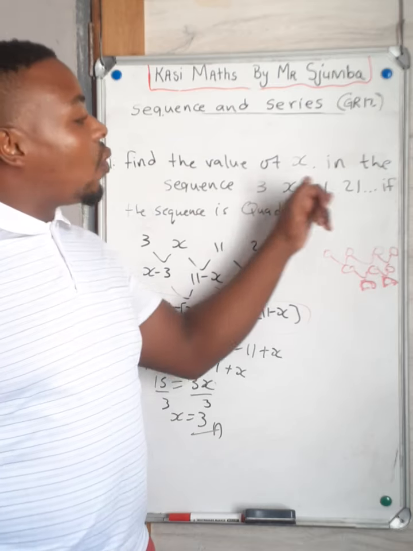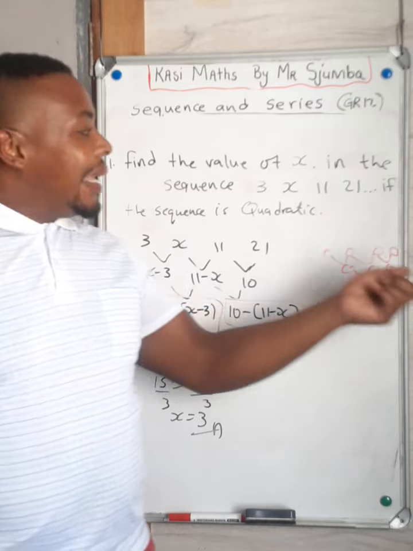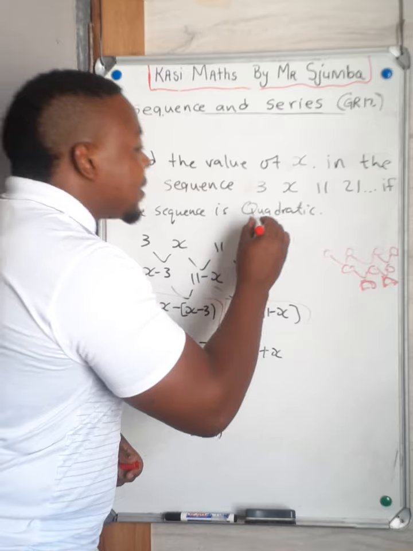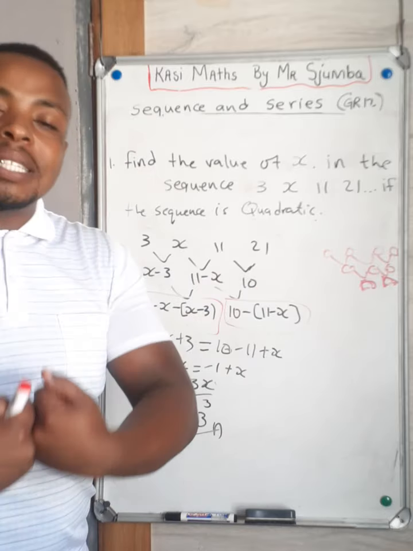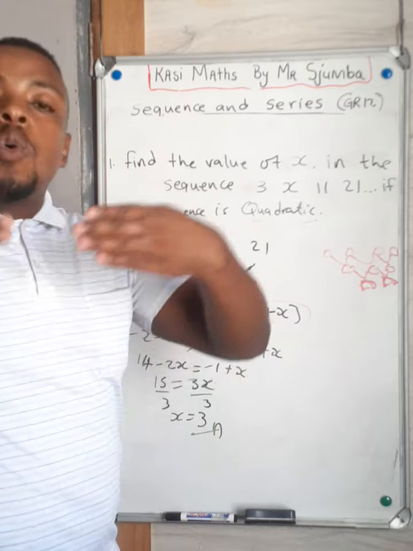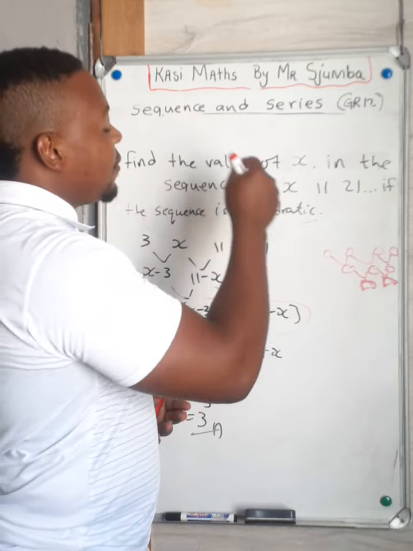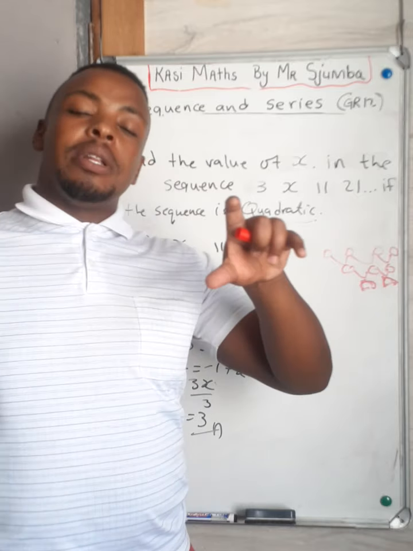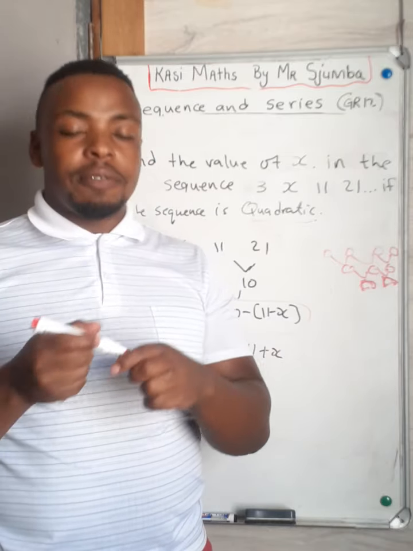So this is how you solve for an unknown variable if you are given a sequence with any unknown variable. The key takeaway is: if the sequence is quadratic, you equate the second differences. If the sequence is arithmetic, you equate the first differences. If the sequence is geometric, you equate the ratios. Then you solve for the unknown.